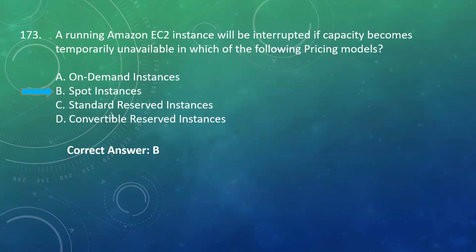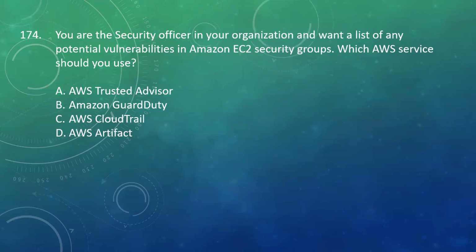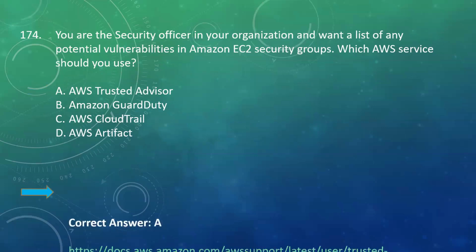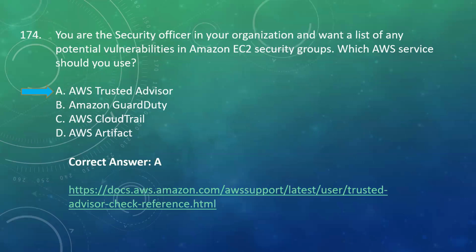Next question. You are the security officer in your organization and want a list of any potential vulnerabilities in Amazon EC2 security groups. Which AWS service should you use? Your options are AWS Trusted Advisor, Amazon GuardDuty, AWS CloudTrail, AWS Artifact. And the correct answer here is AWS Trusted Advisor.